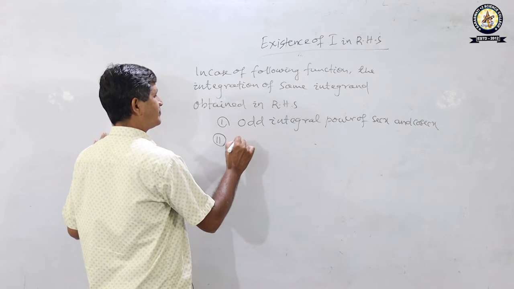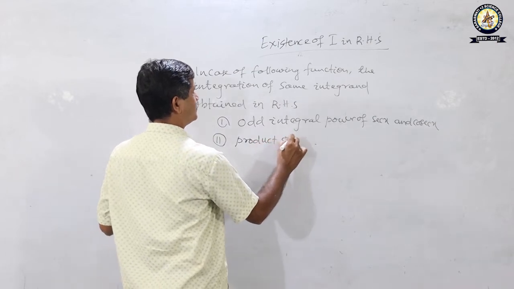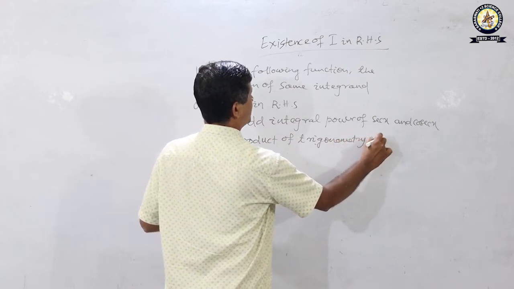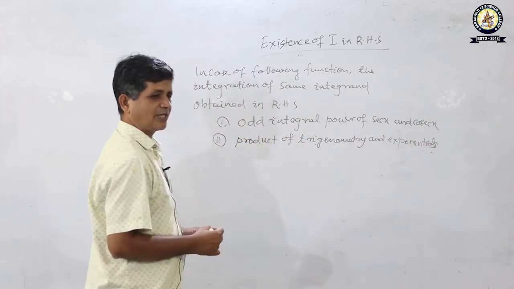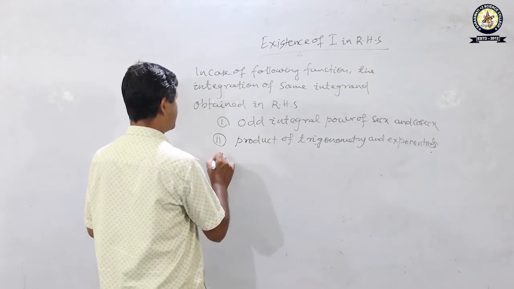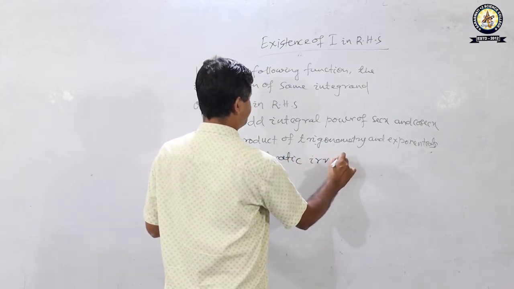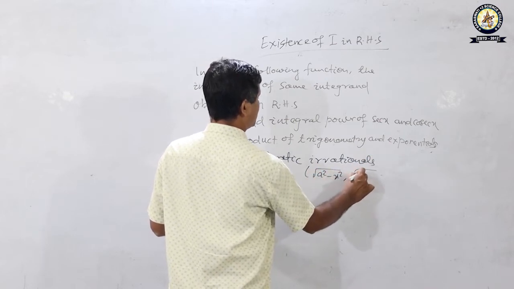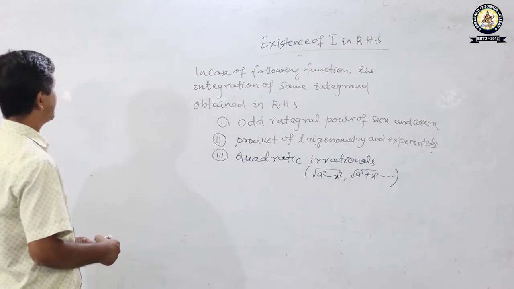Next is product of trigonometry and exponential functions, and the last is quadratic irrationals, such as root over of a square minus x square, root over of a square plus x square, etc. Then we will come to one example for this.